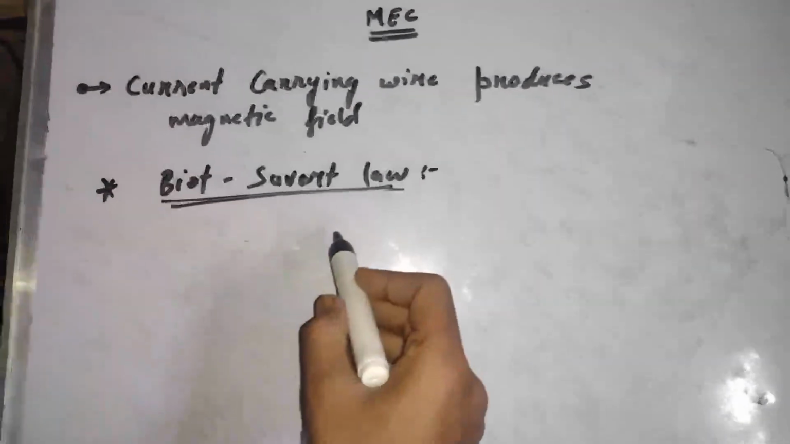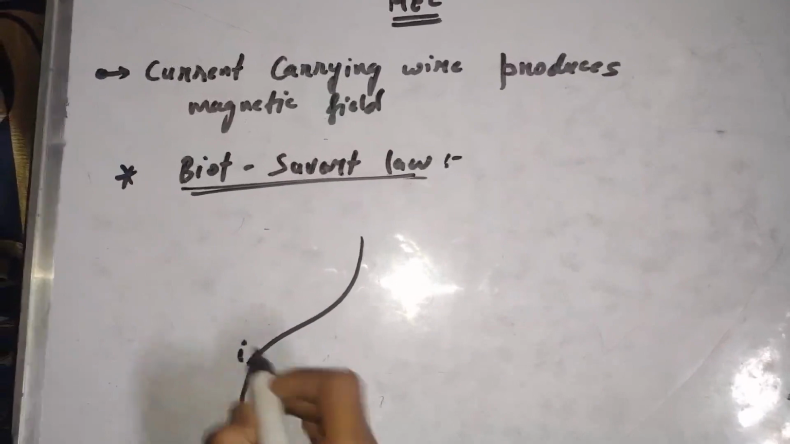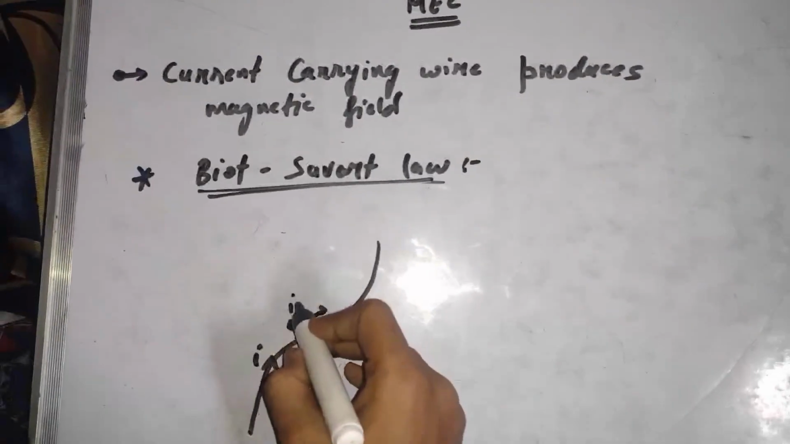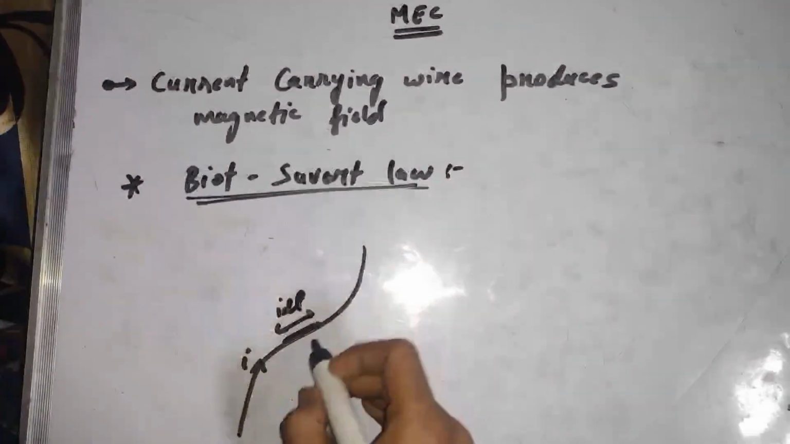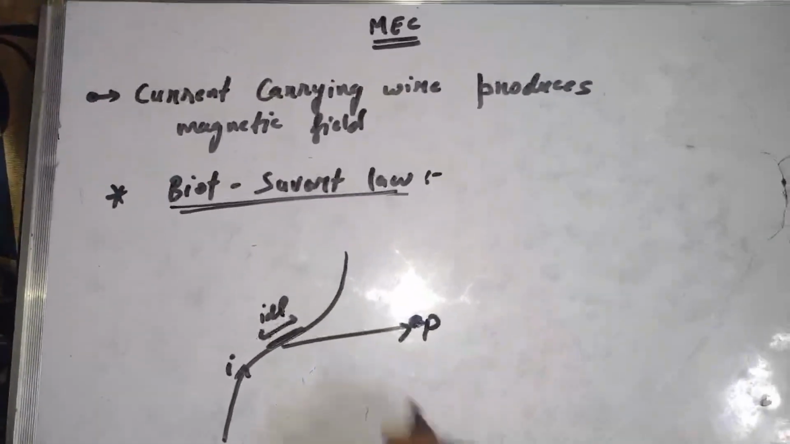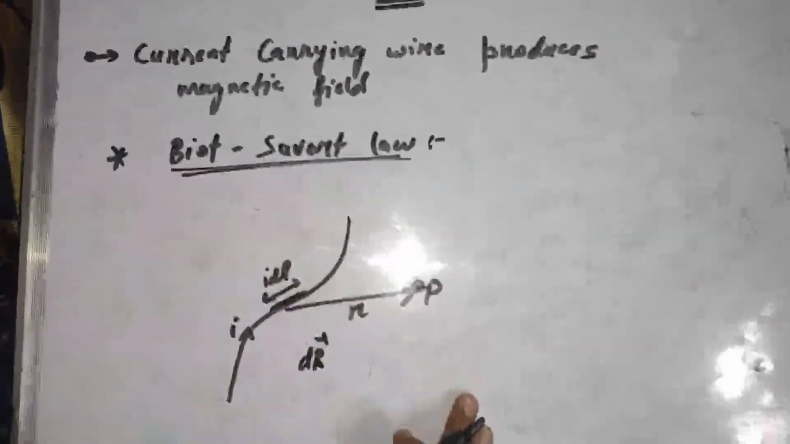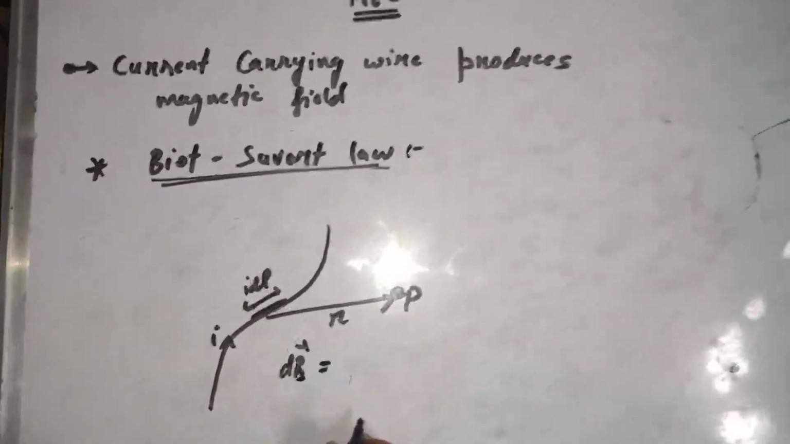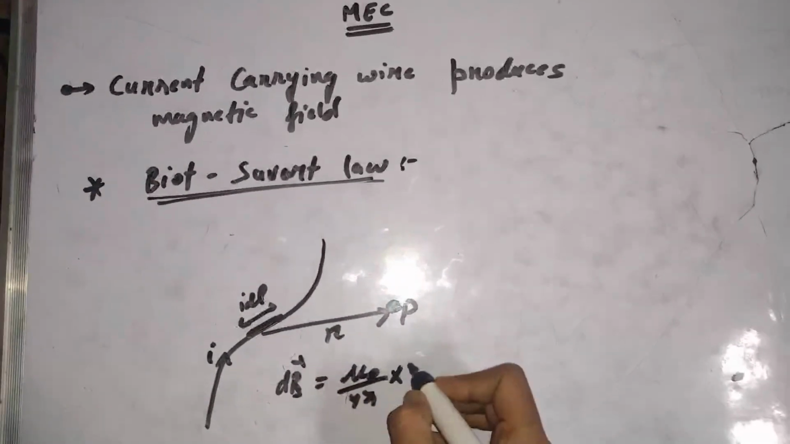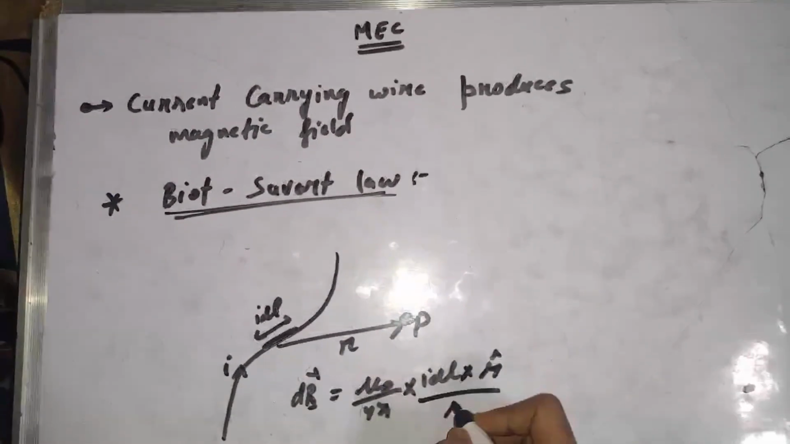Biot-Savart law says that if there is a current carrying wire that carries a current I, then any small segment I dL, that's defined as a vector, I dL, will produce a magnetic field at any point. Let's call this point P at a distance r. Then the magnetic field strength of this differential element will be given as dB, and this would be equal to mu naught upon 4 pi into I dL cross r cap upon r square.